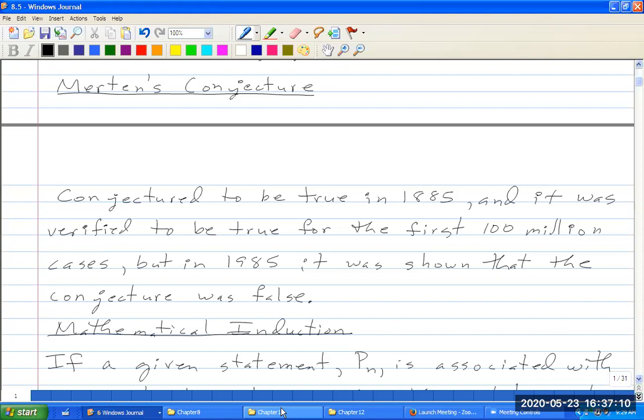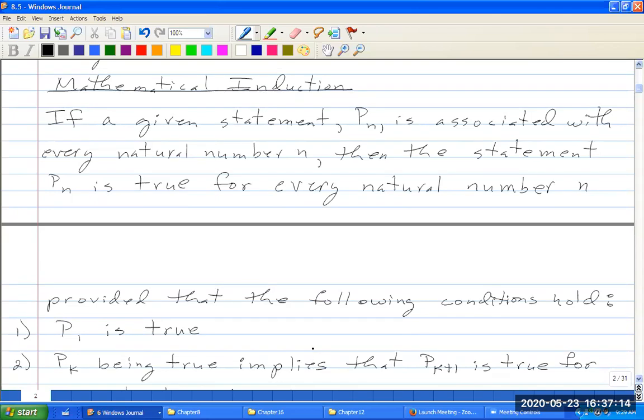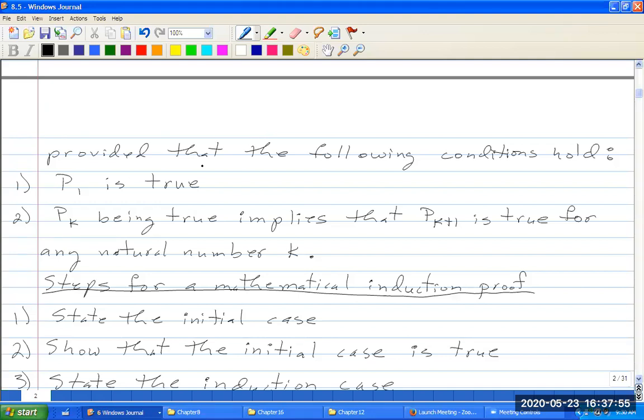So we will give you one way of proving something, if you are trying to prove something that involves a countable number of steps. If a given statement P sub n is associated with every natural number n, so that means there's just a countable number of statements, then the statement P sub n is true for every natural number n, provided that the following conditions hold. P sub 1 is true, so the very first statement is true. Next, if we assume that P sub k is true, then P sub k being true implies that P sub k plus 1 is also true, for any natural number k.